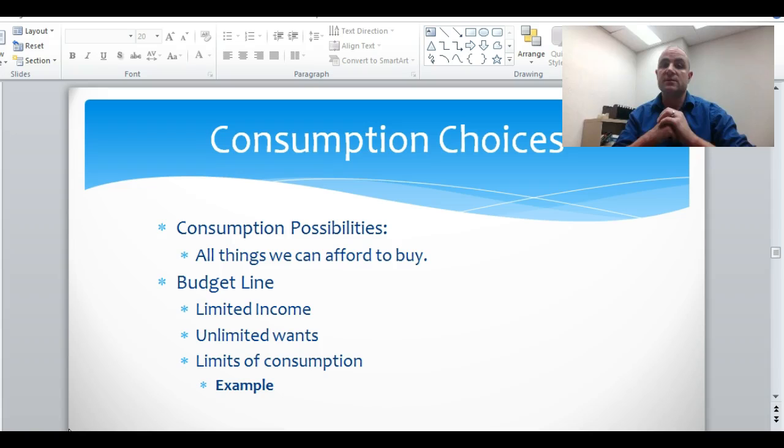We have limited income, but we have unlimited wants. There's a lot of things that we want. But because of that limited income, we are only able to satisfy a certain number of these wants. And so we have limits on our consumption, which is how much we can actually purchase. So let's look at an example of a budget line here.